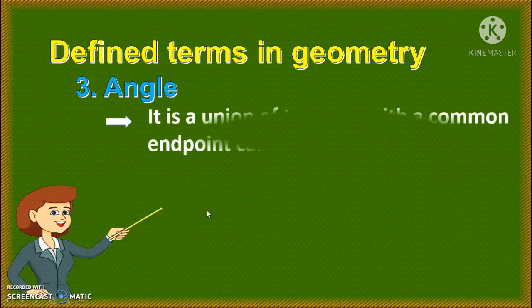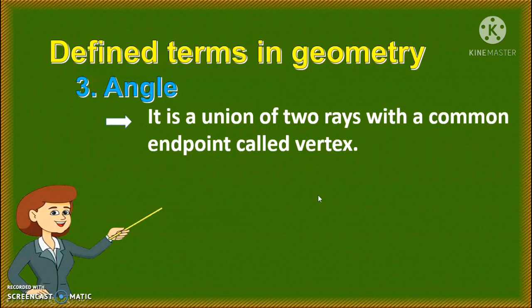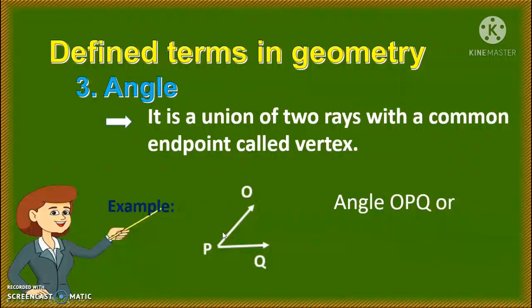An angle is a union of two rays with a common endpoint called the vertex. For example, we have angle OPQ. The common endpoint nila ay si P, so ito ngayon yung tinatawag na vertex. Si P yung vertex. So pwede natin siyang pangalanan na angle gamit yung 3 points: angle OPQ, or angle P using the vertex.